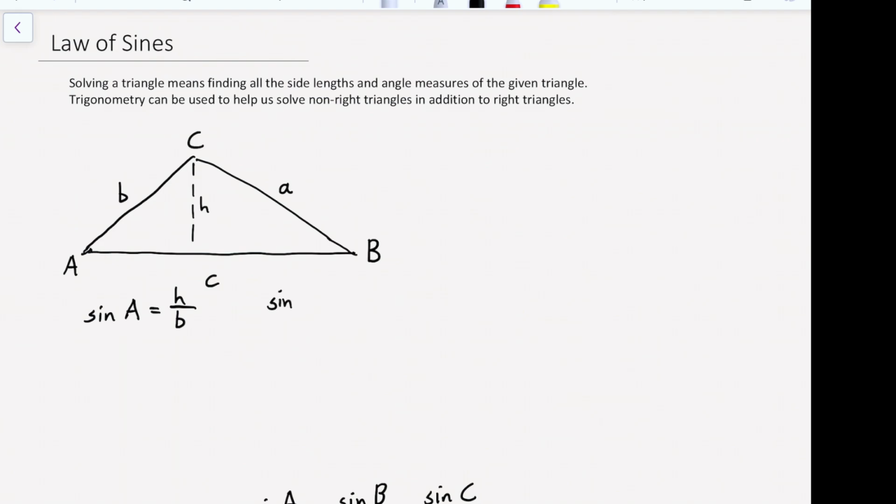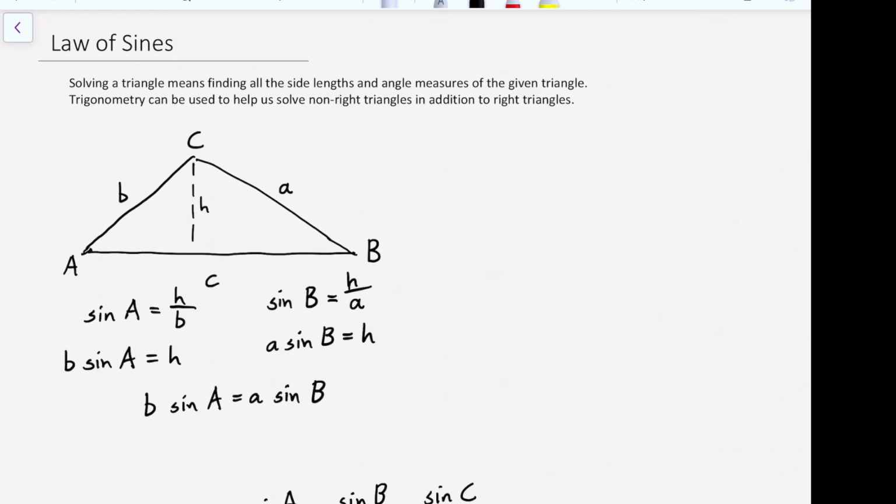Second, sine of angle B would be opposite over hypotenuse from the perspective of angle B, so it would be h over a. If I multiply the first relationship by b, I have b sine of A equals h. And if I multiply the second relationship by a, I have a sine of B equals h. So these are both equal to h, which means they must be equal to each other. b sine of A equals a sine of B.